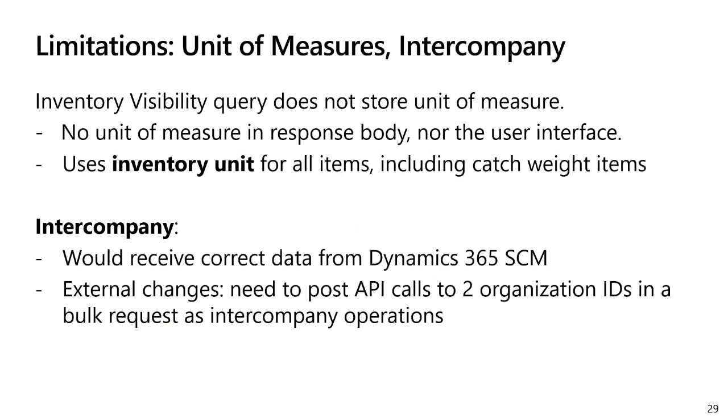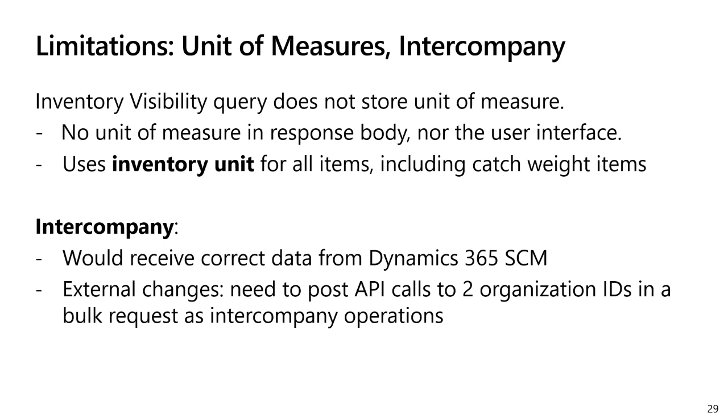There are some limitations for Dynamics 365 concepts that are not yet supported inside Inventory Visibility service. For Inventory Visibility service queries, it does not store a unit of measure. So it means that we don't have a unit of measure yet in the response body, nor in the user interface. By default, we use the inventory unit for all items, including catch weight items. Meaning that if we query the on-hand for a catch weight item, the quantity returned is the inventory quantity instead of the catch weight quantity.